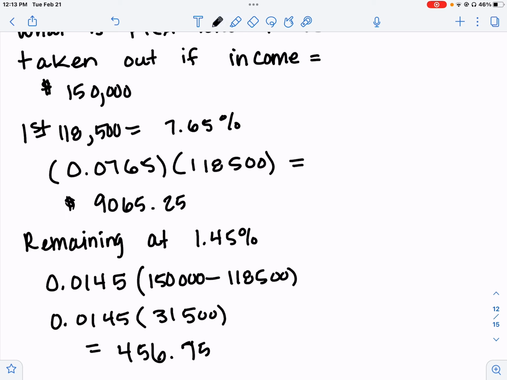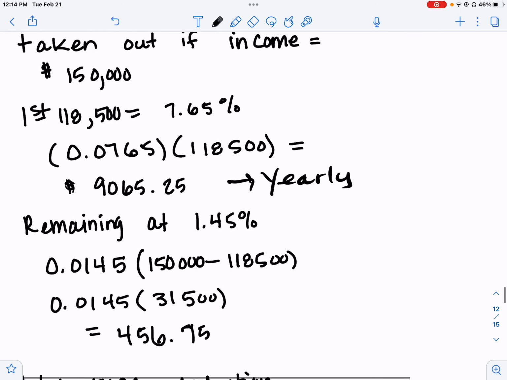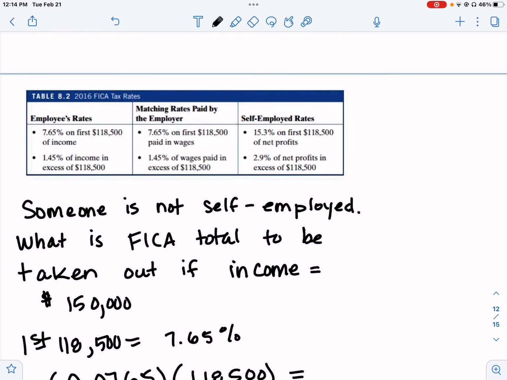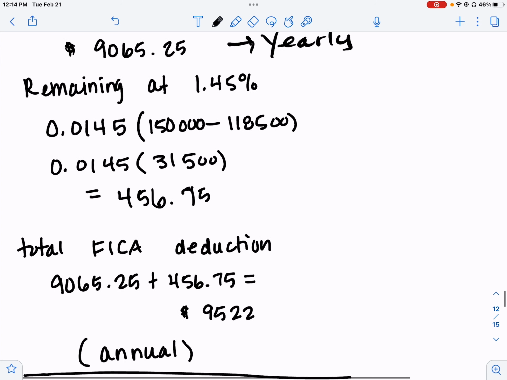Okay, now this is the yearly amount. Okay, what your company's going to do is break that down into the number of paychecks. Okay, now they made over 118, so we've got to figure out that remaining amount. 150 is what they made. We've already done the taxes on the 118,500. So the remaining percent is 1.45%. Okay, so 0.0145. The remaining amount is 31,500. So we have to pay 1.45% on that. Okay, so the total would be the 9,000 and the 456.